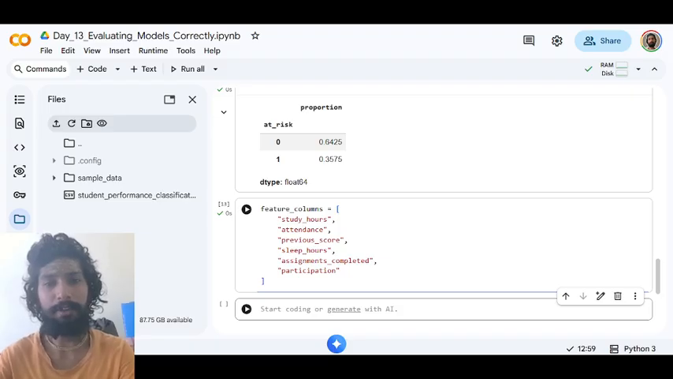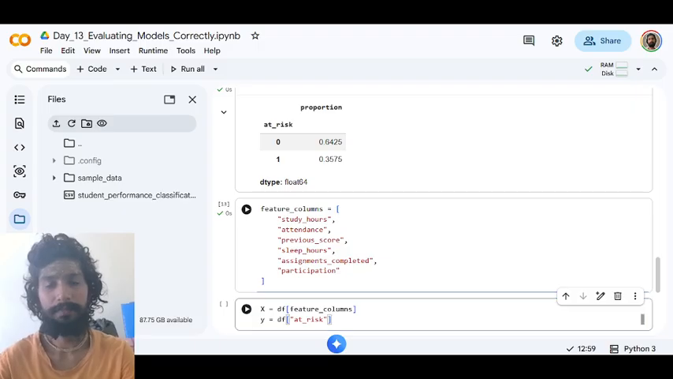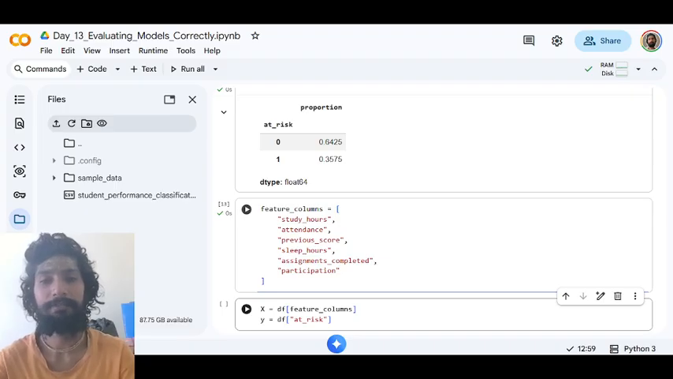Now create capital X and Y. Capital X contains the inputs, Y contains the answer that the model is trying to predict. Notice that we are not using final score as an input. Why? Because at risk was created directly from final score. If we use final score as an input, the model would indirectly receive the answer. That would be data leakage.